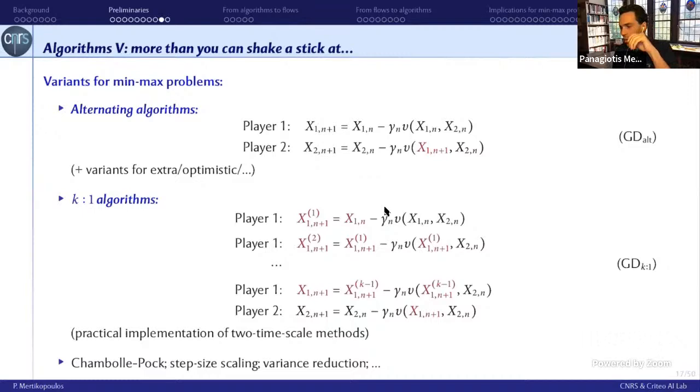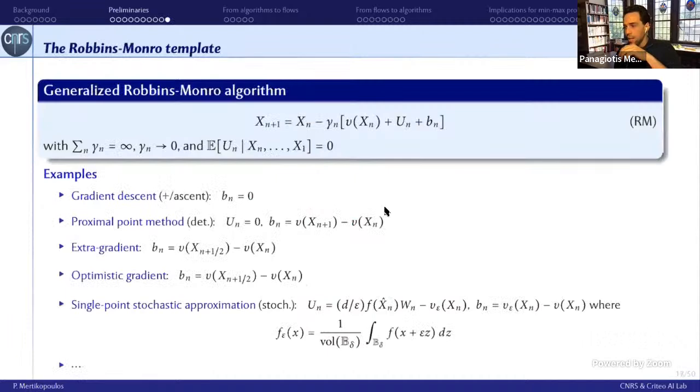So now, finally, to answer Manolis's question and to provide the sort of unifying umbrella of algorithms that we'd like to study, these are all algorithms that fall within the generalized Robbins-Monro template. What does this mean? It means that we will consider all algorithms that can be written in this general form, where V of Xn is the gradient field at the state in question. Un is some zero mean noise. So far this is just stochastic gradient.